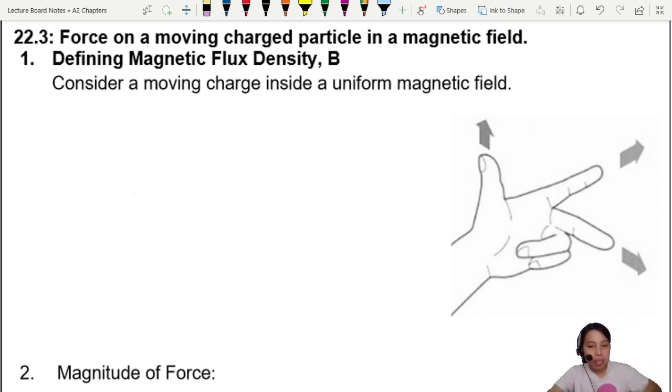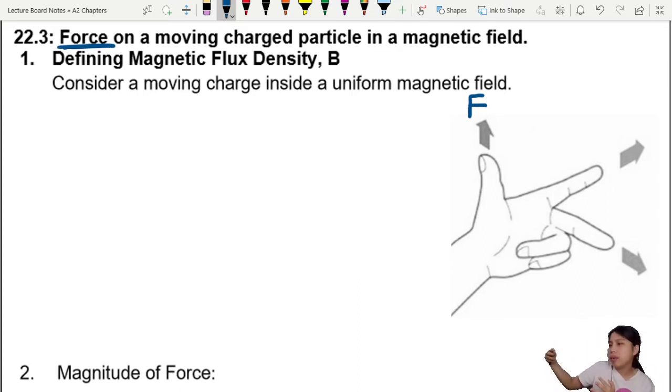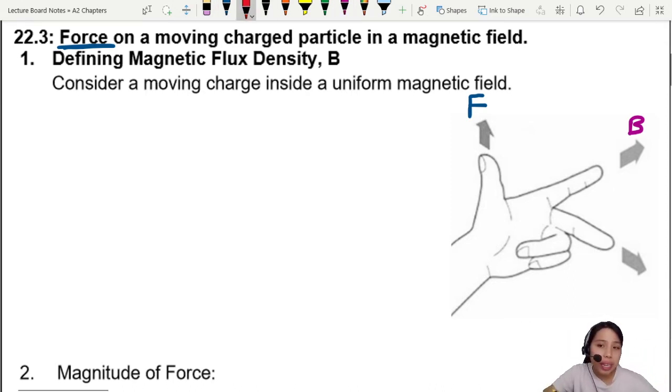So, get the hand out. A quick recap. What's your thumb? Thumb is going to be the force acting on the particle. Because we're still looking at force, right? What's the force acting on this? What's the force acting on that? So, we use the left-hand rule. If you want to find the force, left-hand rule. Your pointing finger is going to be the direction of the magnetic field as usual. And then the middle finger, last time what did we say? This is the direction of current, right? And you remember current is where a positive charge would go.